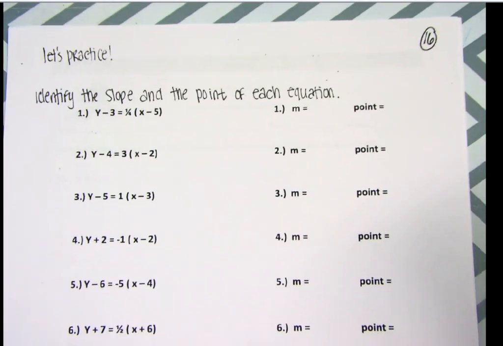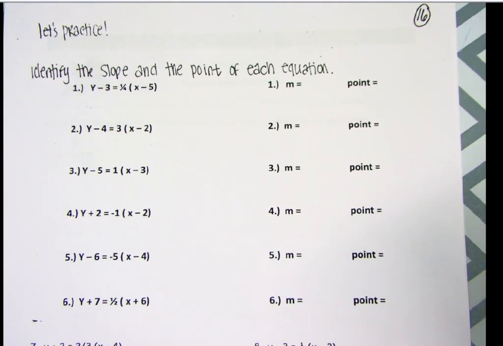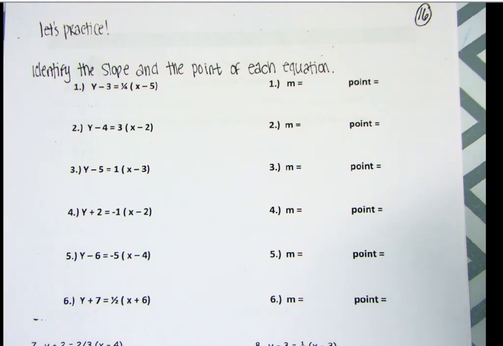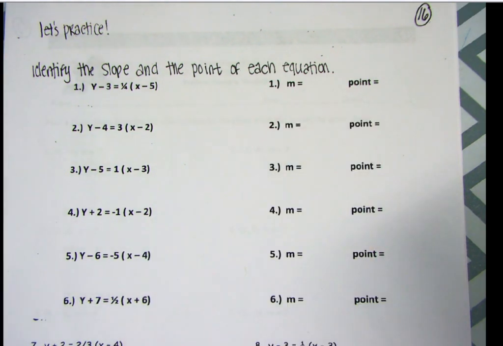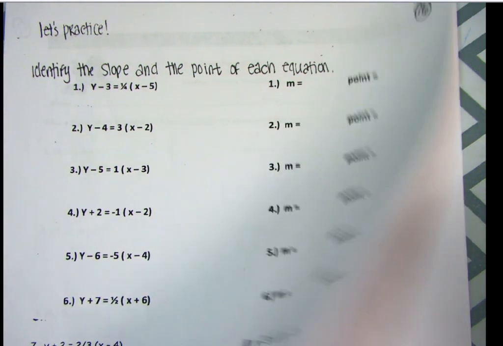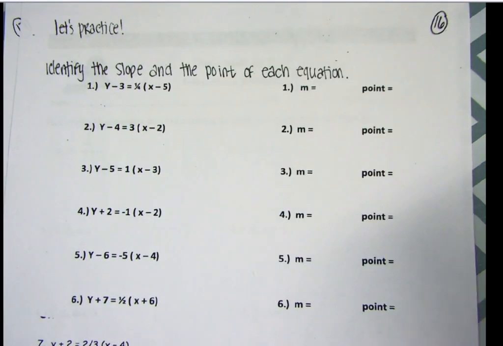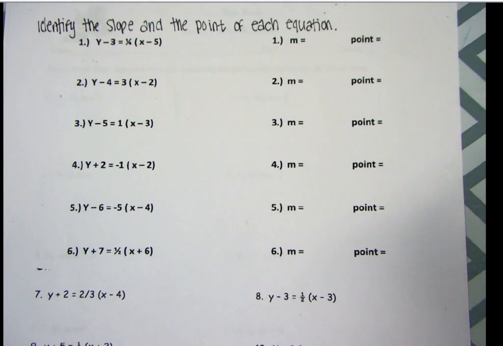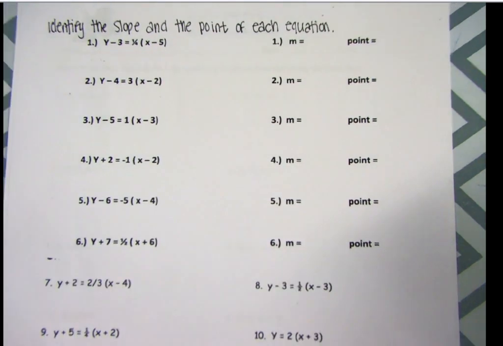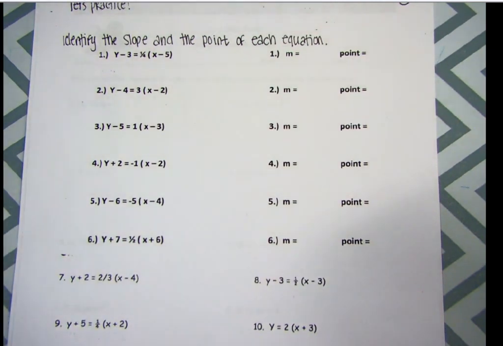So let's start with page 16. Page 16 says identify the slope and the point of each equation. So this is exactly like the second example set that we did in class on your notes, where we had the equation. You have to now write the slope and the point. Okay. Try page 16. And then when you're done with 16, let one of us check it, and then you'll go to 17. So all we're doing is identifying the slope and the point, and it is just like the second set of notes.